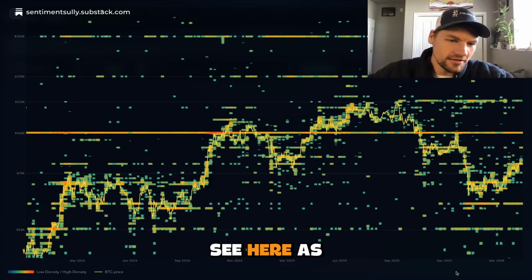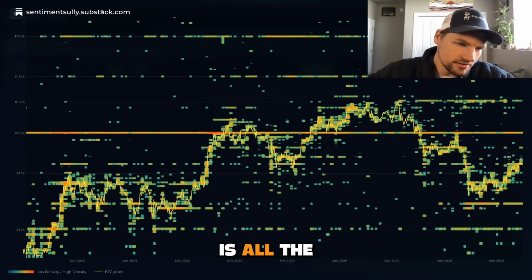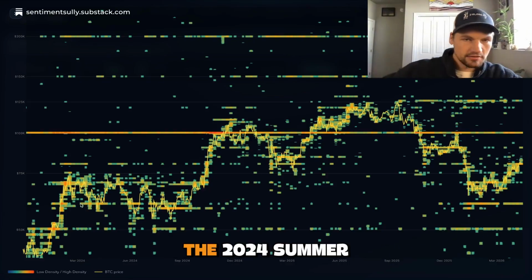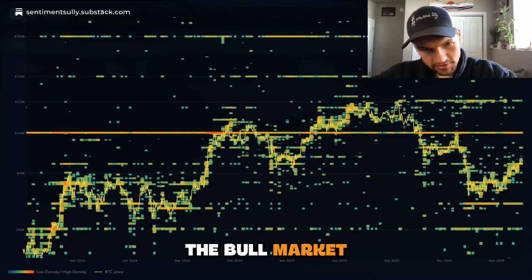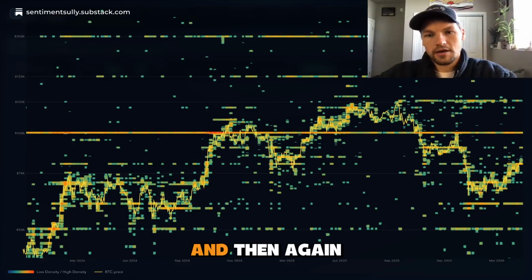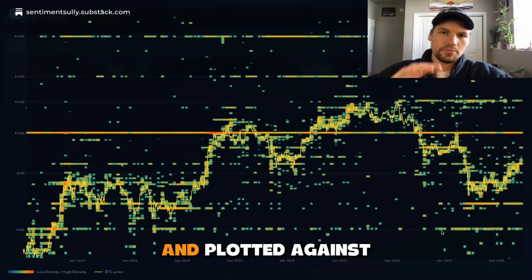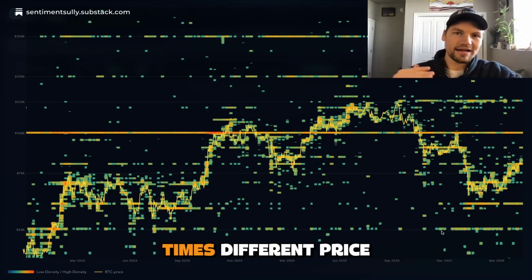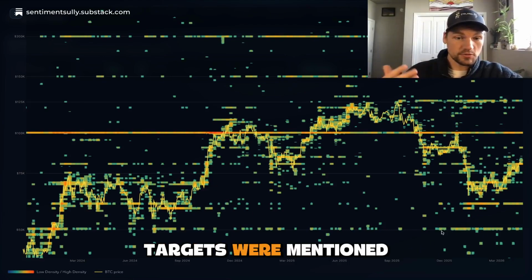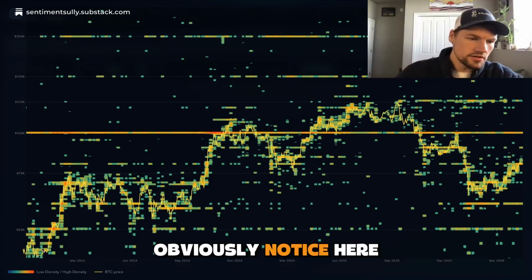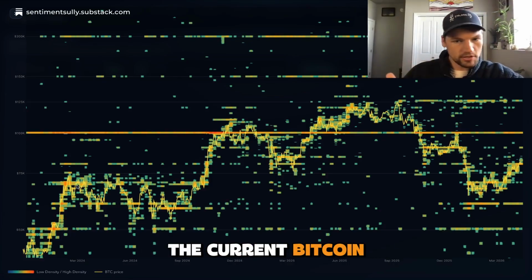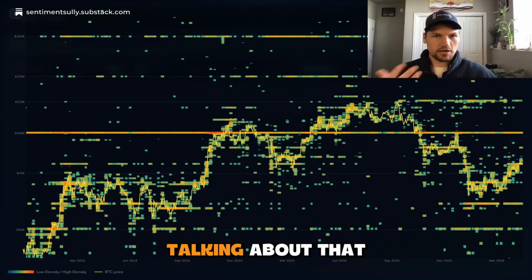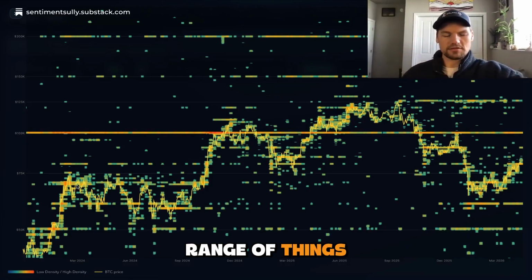So what you'll see here as we navigate across the screen is all the different Bitcoin price over time. We're looking at the 2024 summer chop, the bull market up here after the election, and then again into all-time highs. And plotted against this is all the times different price targets were mentioned. First thing you'll obviously notice here is that the most frequent mentions are all around the current Bitcoin price. This is what you'd expect as people are talking about that being the current range of things.